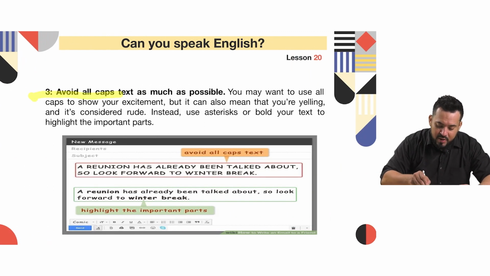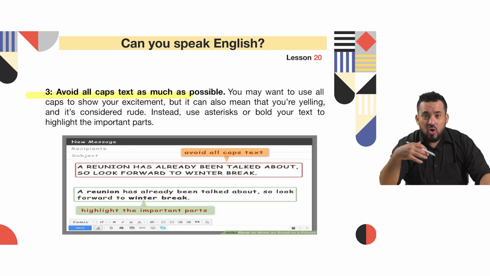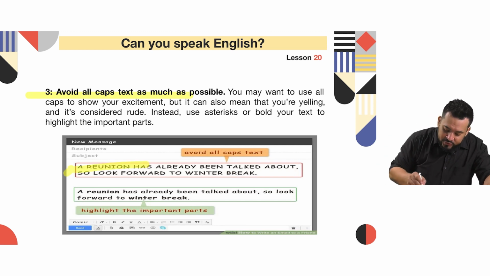One thing to keep in mind is avoid all caps in text as much as possible, because when you write in caps or when you use a lot of caps, that means you're just yelling at them. Okay, in computer language, caps means yelling, and it's offensive. People get offended when you write to them in caps. So avoid this. This is a no.